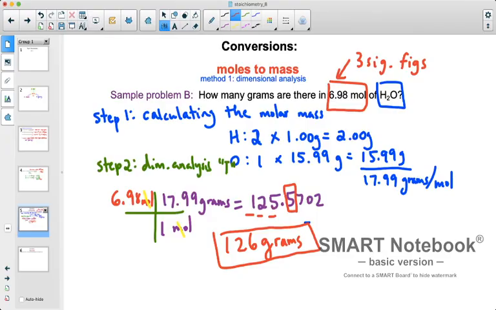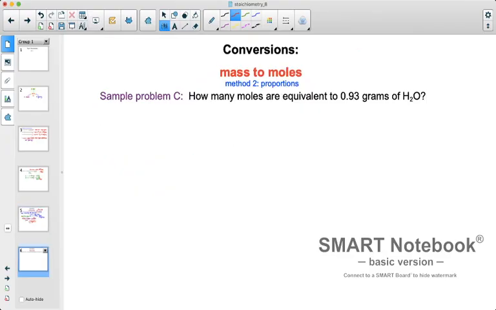Now the second method that we're going to use is just proportions. And you've been setting up proportions in math for a long time. So some of you might find it easier. It does not matter which one that you like. All right? Choose one that you find the easiest for you.